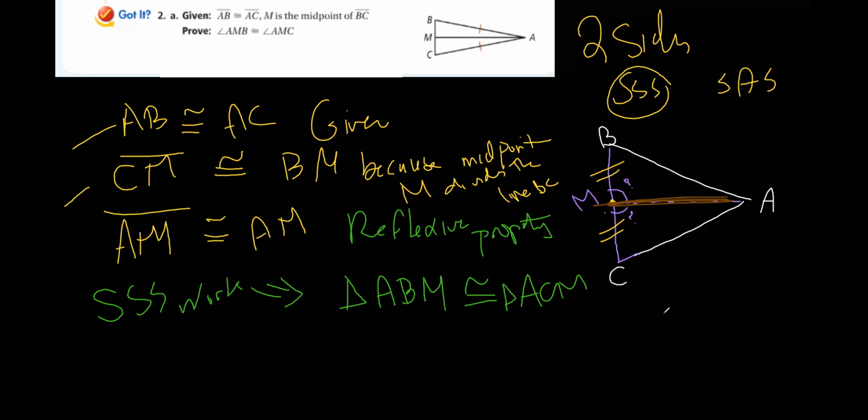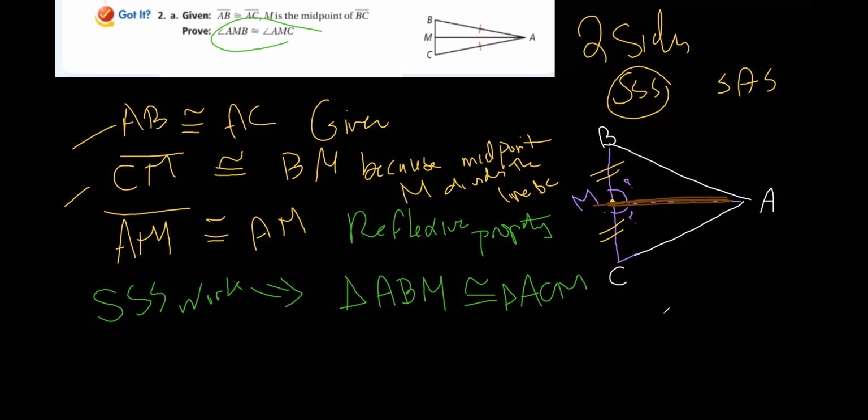Now, in the previous lessons, you would stop here, you will say because SSS works, so the two triangles are congruent. In this lesson here, no. If you wrote this data, is it clear? But you didn't finish. You have to continue. You will get half of the mark. Why? Because the question is, show me that the angle AMB is congruent with the angle AMC.